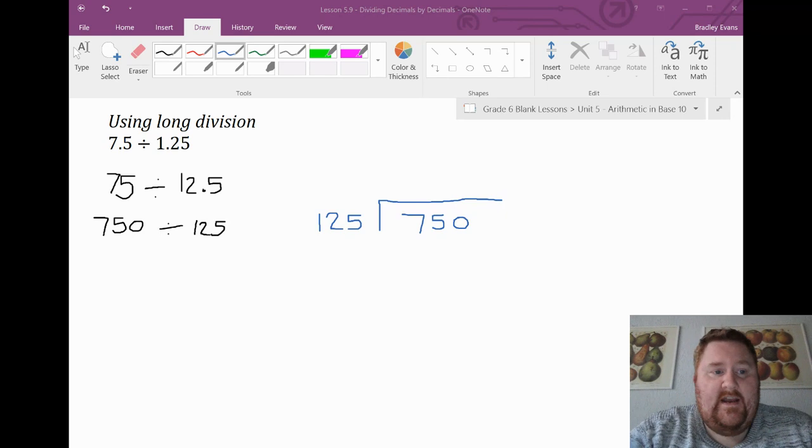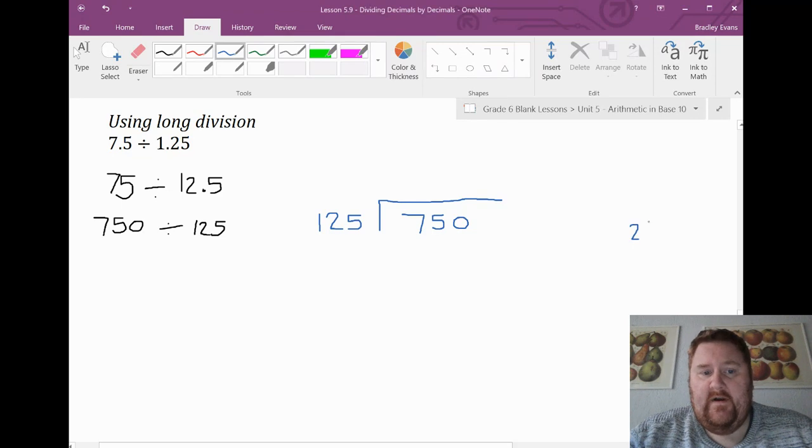Okay, so now we have a slightly harder problem. I can see that my divisor is quite large, 125. So in order to solve this, I need to do some thinking. Well, if I double 125, that's going to give me 250. 125 times 2 is going to give me 250. Let's double it again. I'm trying to find out how many times 125 will go into 750. If we double it again, that's 500. Let's double it again, times 8. That's going to be 1,000. That's too many times.